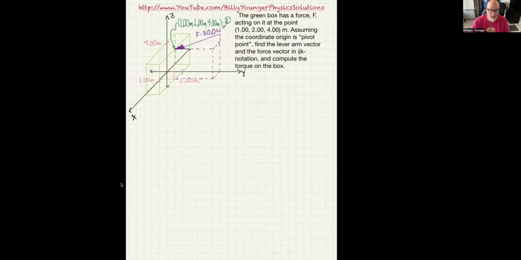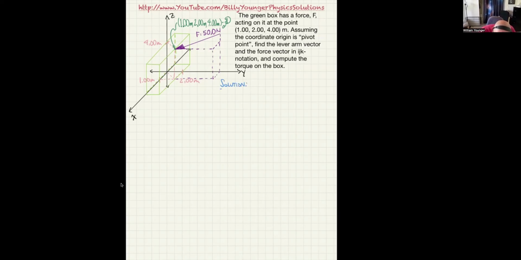So you can see that in this problem it says the green box has a force F, which I listed as having a magnitude of 50.0 newtons, acting on it at the point 1 meter, comma 2 meters, comma 4 meters. Assuming the coordinate origin is the pivot point, find the lever arm vector and the force vector in IJK notation and compute the torque on the box. So that's what we're trying to do here. I am going to go ahead and write out our solution as follows.